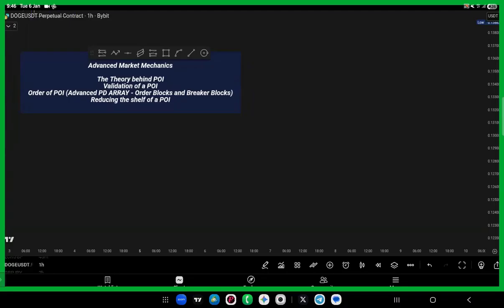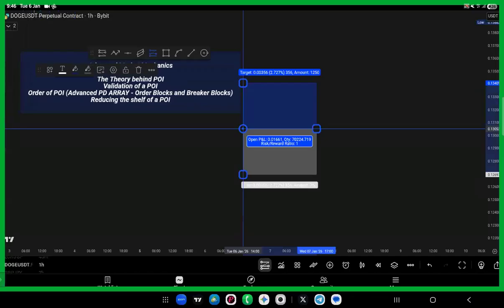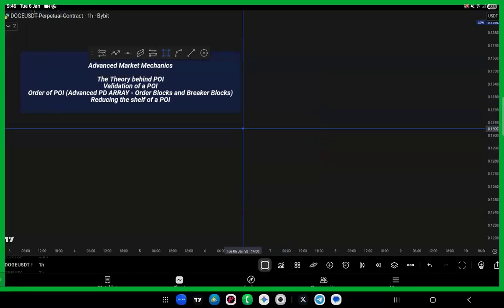So let's talk about the theory behind points of interest. What is the theory behind points of interest? I've actually talked about this already, but I will come again. Now, when we're dealing with basic market mechanics, like I said, we explain it using two concepts: the first one is supply and demand, while the second one is smart money concept. Now in advanced market mechanics, we'll be using the smart money concept majorly.